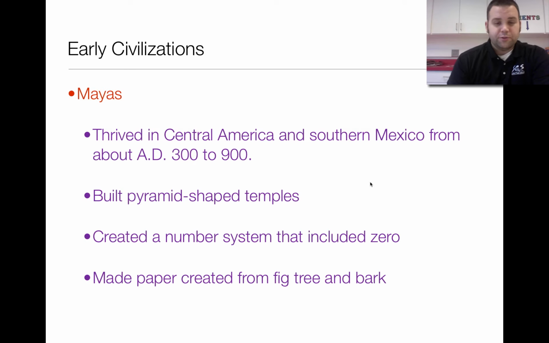Another cool thing is that they created a number system that included 0. And 0 is important because 0 is like a place marker. It shows you where you have nothing. Before, we didn't really have that, so it kind of makes it unique. And then lastly, they created paper from fig tree bark. So the very first papers that we have are still fibrous in nature, but in terms of their smoothness, it's not smooth like the paper that you're probably writing on. It would be more rough, textured, something that they could easily make.